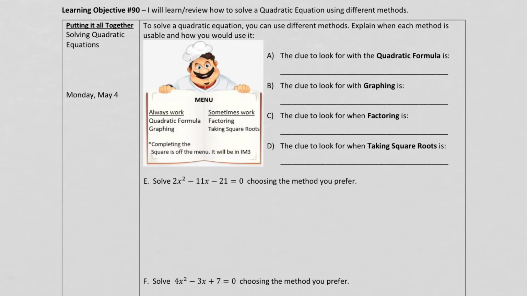So the goal today is going to be able to solve any quadratic equation, now using the different methods we talked about in the notes so far. So in this graphic here, think of it this way. When you're going to solve a quadratic equation, you have different choices.